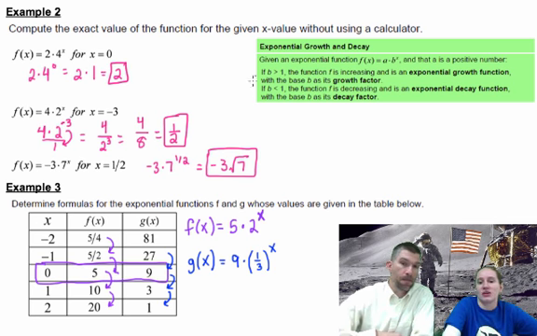Right. And so this brings us to, at the bottom of your page, this exponential growth and decay box. And it says, given an exponential function, and that a is a positive number, if b is greater than 1, the function is increasing and is exponential growth. If b is less than 1, then f is decreasing and is exponential decay.